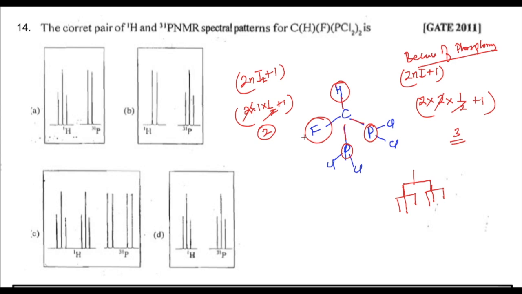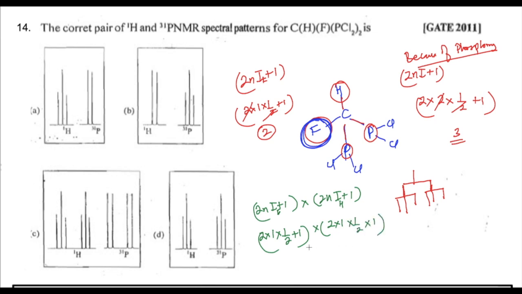Okay, so that's sorted out for the proton. When you talk about phosphorus, first who is going to split that phosphorus? First this fluorine is going to split that phosphorus using the formula 2nI plus 1, where I of F is written, multiplied by 2nI plus 1 from the hydrogen. So first this fluorine is going to split and then hydrogen is going to split. So 2 into 1 for fluorine and half is the value of fluorine, and 2 into 1 for hydrogen and half is the value of hydrogen. If you solve this, you are going to get 2 into 2.